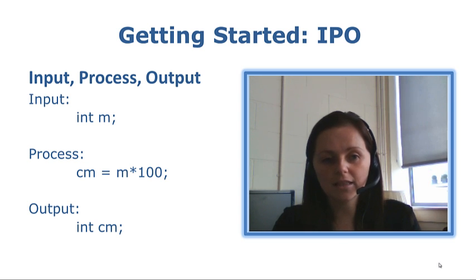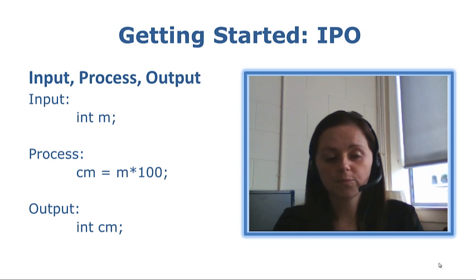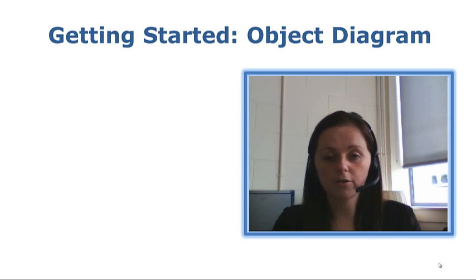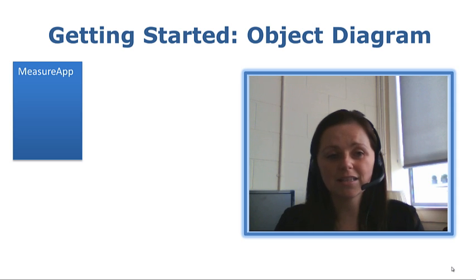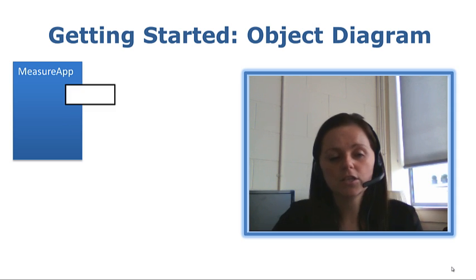And using that then, I can construct an object diagram. Now we haven't really looked in too much detail at object diagrams in the past, but we'll take a look at an object diagram for this program. The first thing we have is a box representing our class, our app class, MeasureApp. Okay, MeasureApp is my app class, and that's the class that has my main method. So much like the classes that we would have been developing in previous examples.